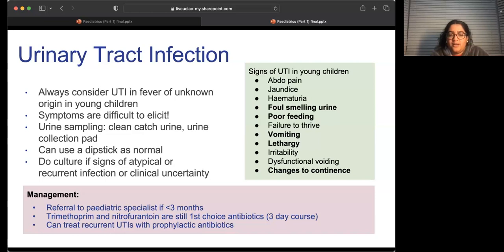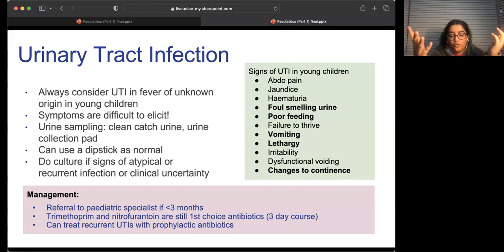So we'll go through how to do a clean catch urine sample on the next slide. And then it does say here that you can use a dipstick as normal, but what I got taught was that if the child is over the age of 2, then you should be able to use dipsticks as normal because you're assuming that they're not wearing a nappy. However, if they're younger than the age of 2, the way that dipsticks work for a urine infection is that they pick up nitrites.